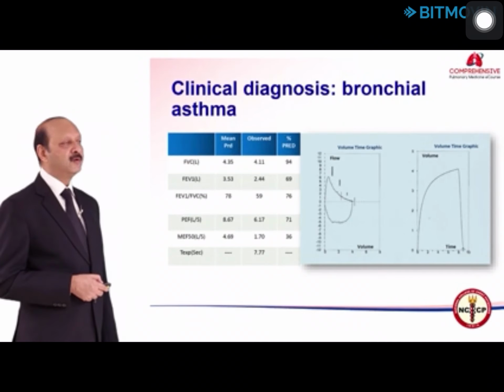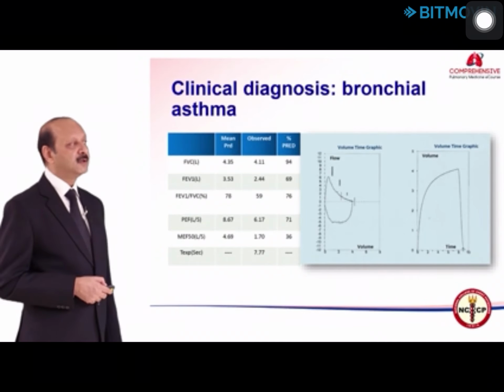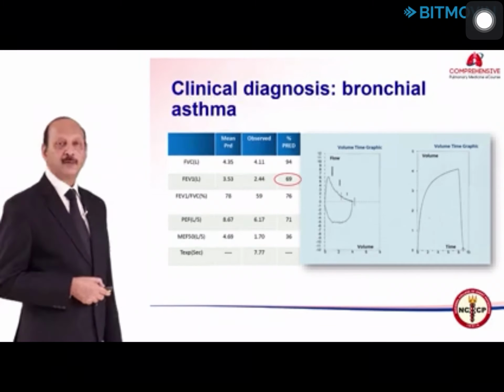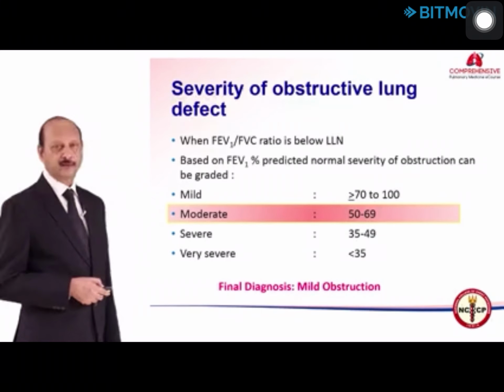Now, going for the severity, what do you see? You see FEV1 as a percentage of predicted normal. That is the third column. Predicted normal was 3.53. The patient has 2.44. So, he has 69% of predicted normal. So, this will be moderate obstruction.